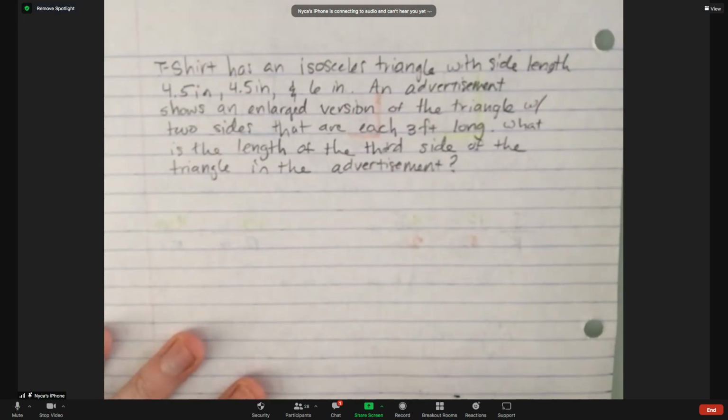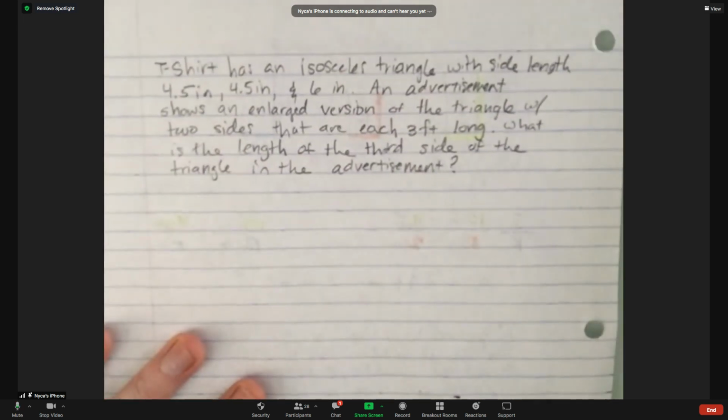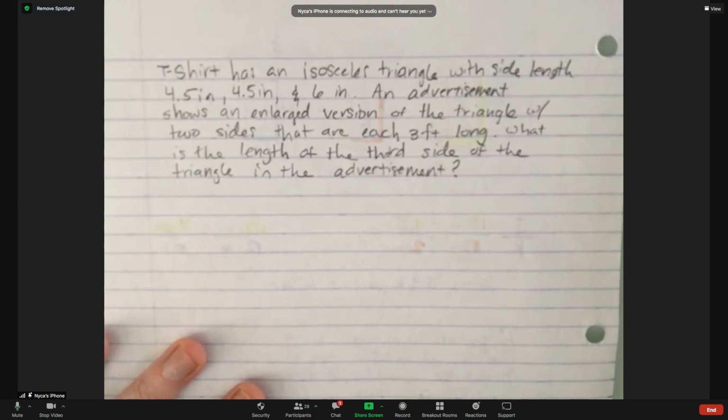All right, a t-shirt has an isosceles triangle with a side length of 4.5 inches, 4.5 inches, and 6 inches. An advertisement shows an enlarged version of the triangle with two sides that are each 3 feet long. What is the length of the third side of the triangle in the advertisement?